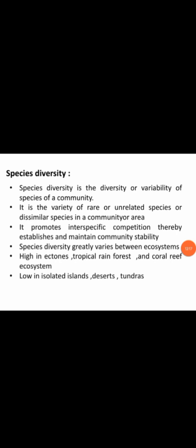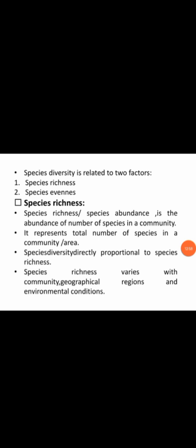What is species diversity? It means the variability of species in a community, the variety of rare, unrelated or dissimilar species in a community or area. It promotes interspecific competition and thereby establishes and maintains community stability. Thus, we can say that species diversity greatly varies between ecosystems, and it is highly found in ecotones, tropical rainforests, and coral reef ecosystems, and species diversity is low in isolated islands, deserts, and tundras.